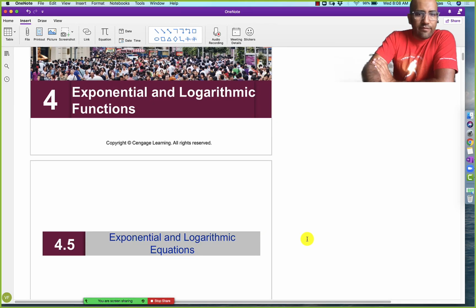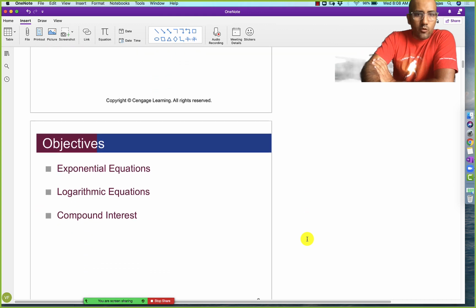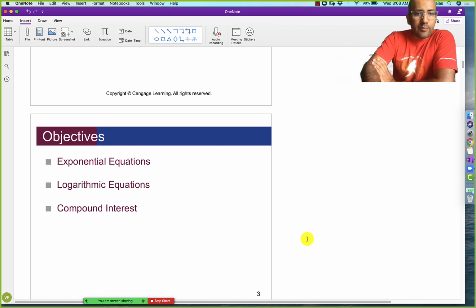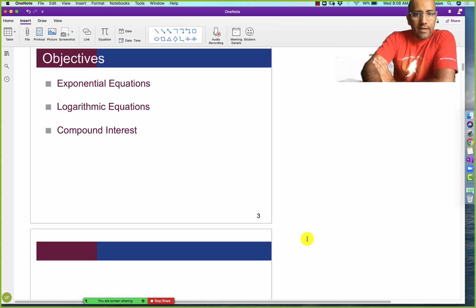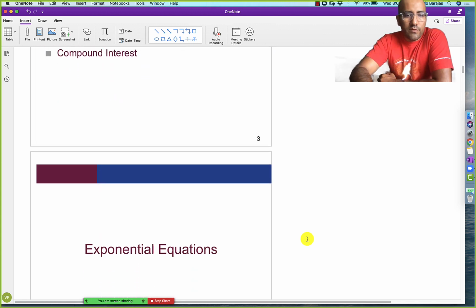All right, section 4.5, exponential and logarithmic equations. Should go quick and smooth, I hope. So we're going to look at exponential equations, logarithmic equations, and we're going to revisit compound interest. It'll be the same formulas that we used before, but now that we have logs, we should be able to answer different kinds of questions using the same formulas. So we'll revisit some of those.